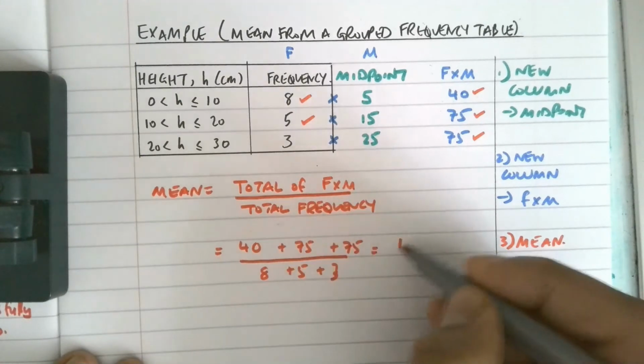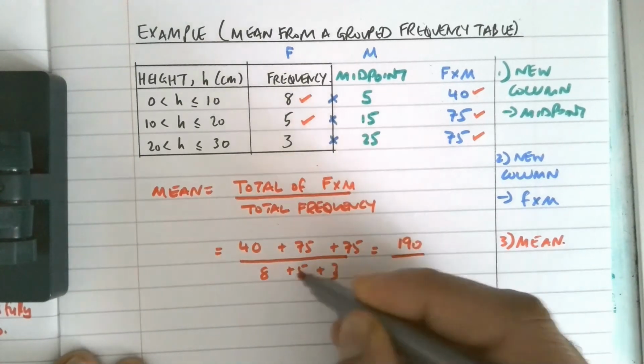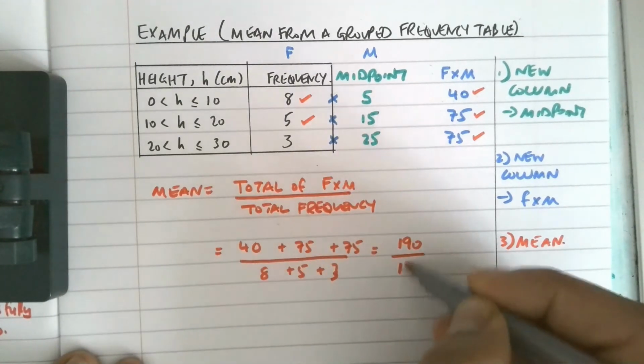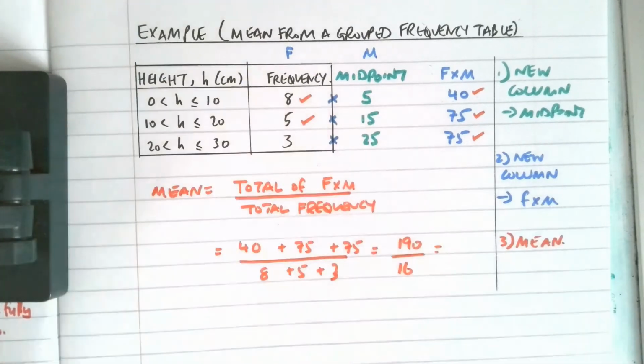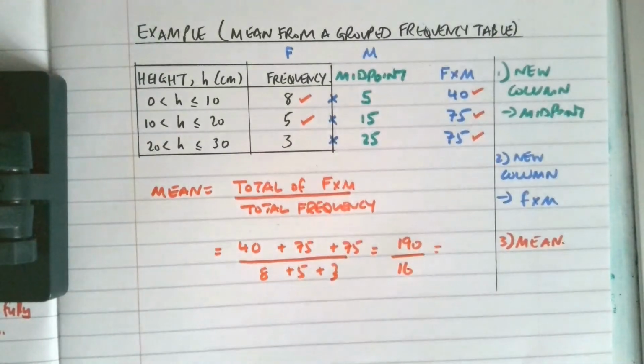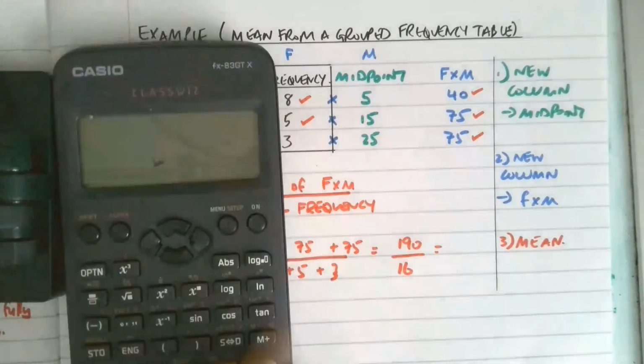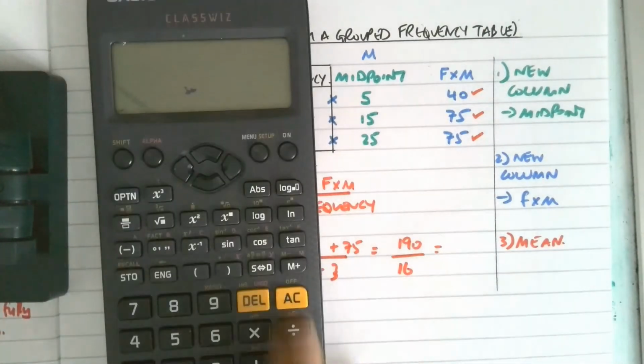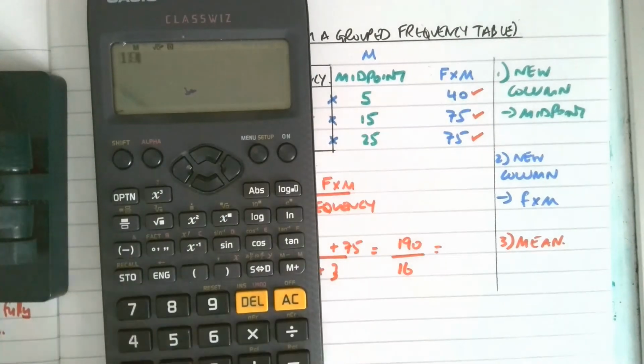Again, we're estimating that the 8 plants have an average height of 5 centimeters. That's how we're finding those midpoints. This is the estimated mean. So we're saying the 5 plants have an estimated height of 15 centimeters. And the last group, the estimated height is 25 centimeters, the average height.